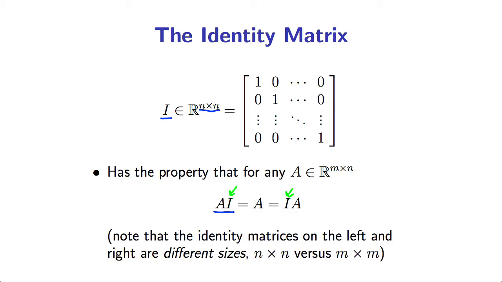Now, in a lot of cases, we won't actually denote the size of the identity because it's obvious from how we're using it, right? If A is m by n, then if we multiply on the left by the identity, it has to be size m by m. If we really want to, we could write something like I_n to denote an n by n identity matrix, but almost always the size of the matrix will be implicit in how we're actually using it.